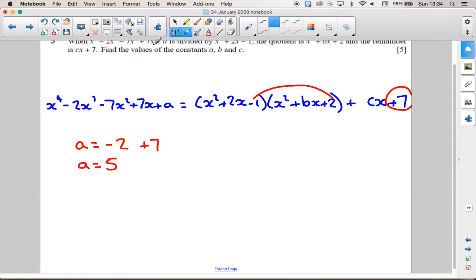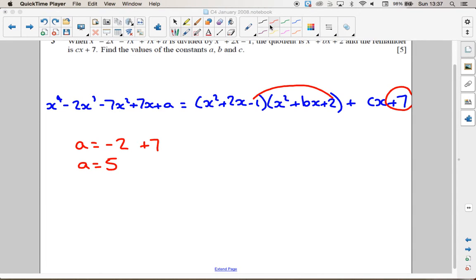Now you could now go back and do the polynomial division because we've got the divisor and we've got the original full quartic expression here. So you could at this point stop and just go ahead as normal and work out B and C. Totally up to you. If you want to do that, go ahead. Because I've started the question this way, I'm going to carry it on this way.